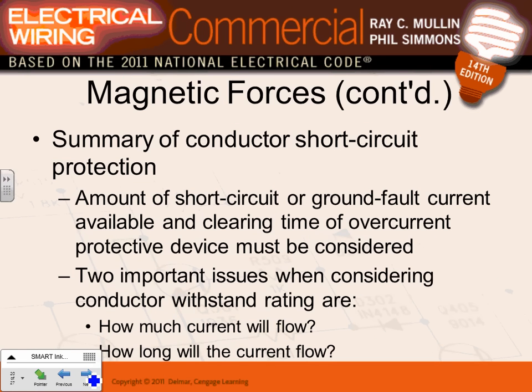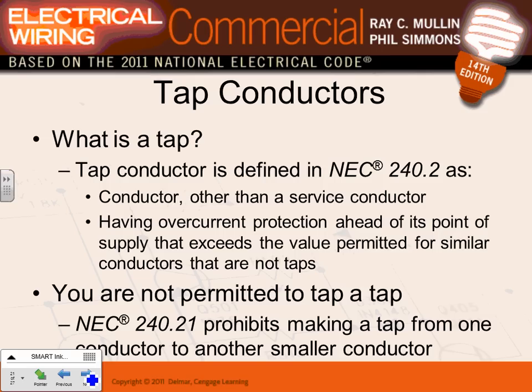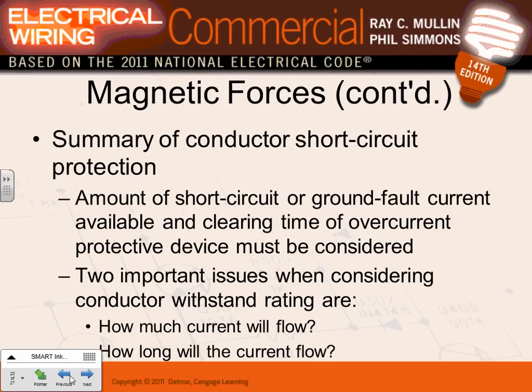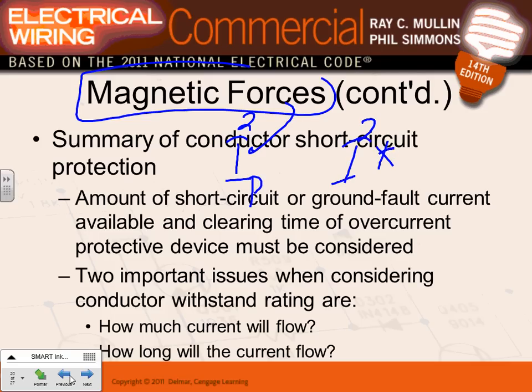So summarize the whole magnetic force. Magnetic force is a function of the peak and the time. So the damage that you're going to get, we'll get into these one by one. To summarize, you're going to take two forces. One of them is I peak, and square it. That's your magnetic force. That's how we calculate it. The other is I squared times T.